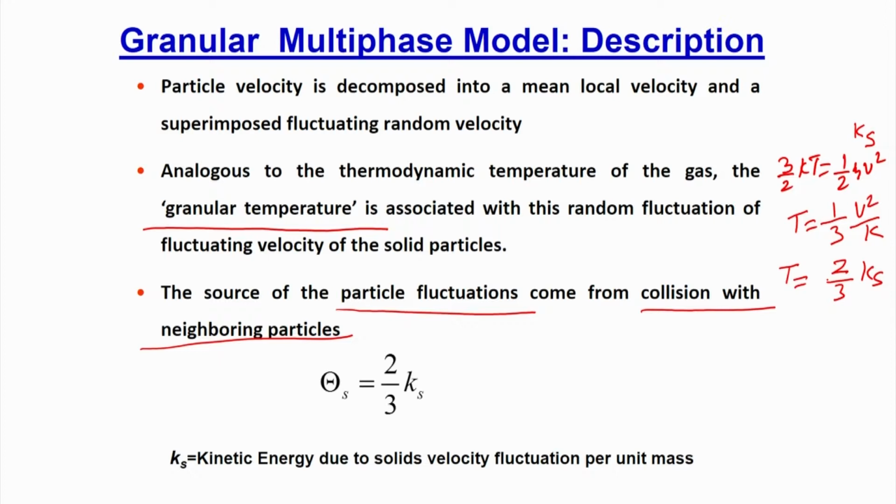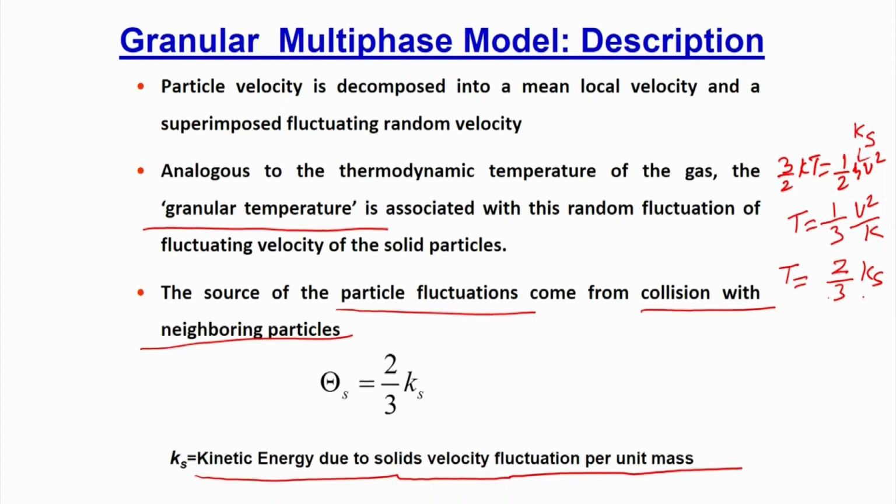Analogous to the way the thermodynamic temperature is calculated or defined, the granular temperature has been defined, which will be nothing but 2 by 3 Ks, and the Ks is nothing but the kinetic energy due to the solid velocity fluctuation per unit mass. I took it per unit mass so that this m will be removed and it will be nothing but half v square. That is the Ks, kinetic energy due to the solid velocity fluctuation per unit mass.